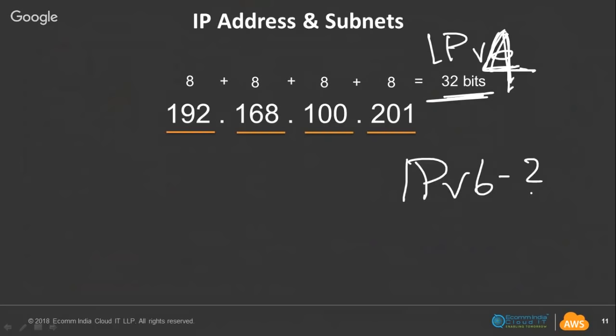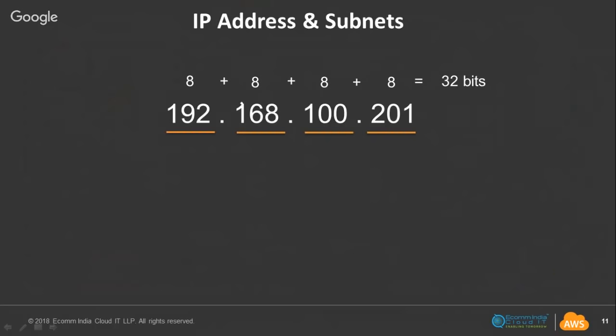IPv6 is actually 128 bits, so you have a lot more IP addresses. What I mean by that is this number 32 is important when you start talking about CIDR ranges and how you do IP addressing within AWS VPCs. I want you to listen carefully here because this is where you actually start using IP addresses inside your VPC.